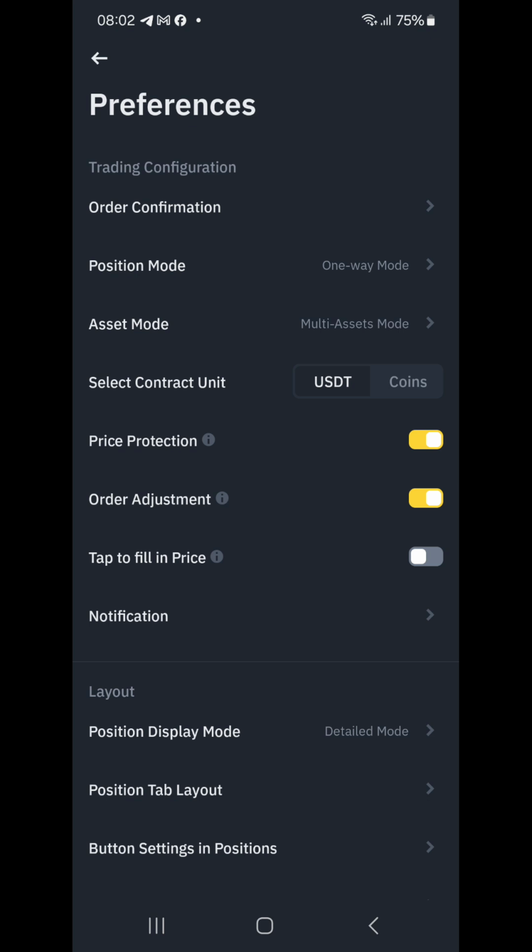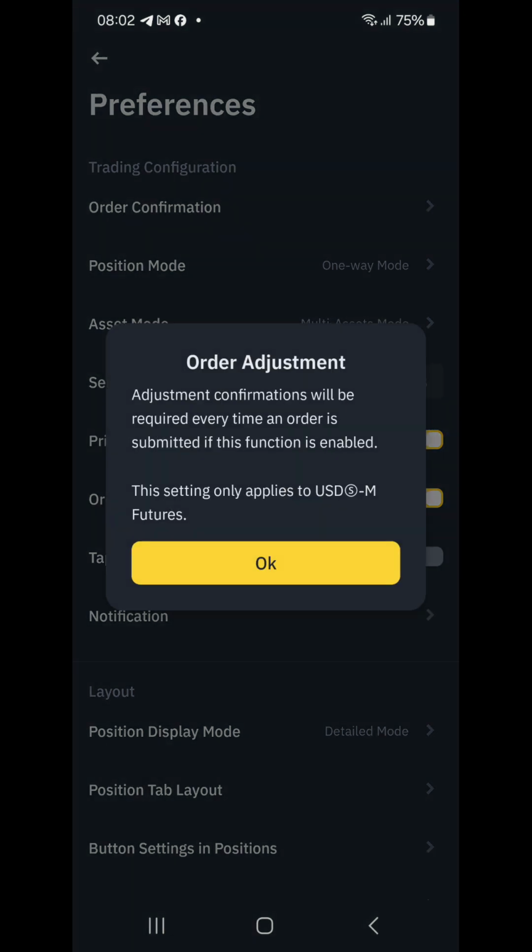Now let's move to what is order adjustment. Right, so order adjustments: adjustment confirmations will be required every time an order is submitted if this function is enabled. Now, so let's look at it.